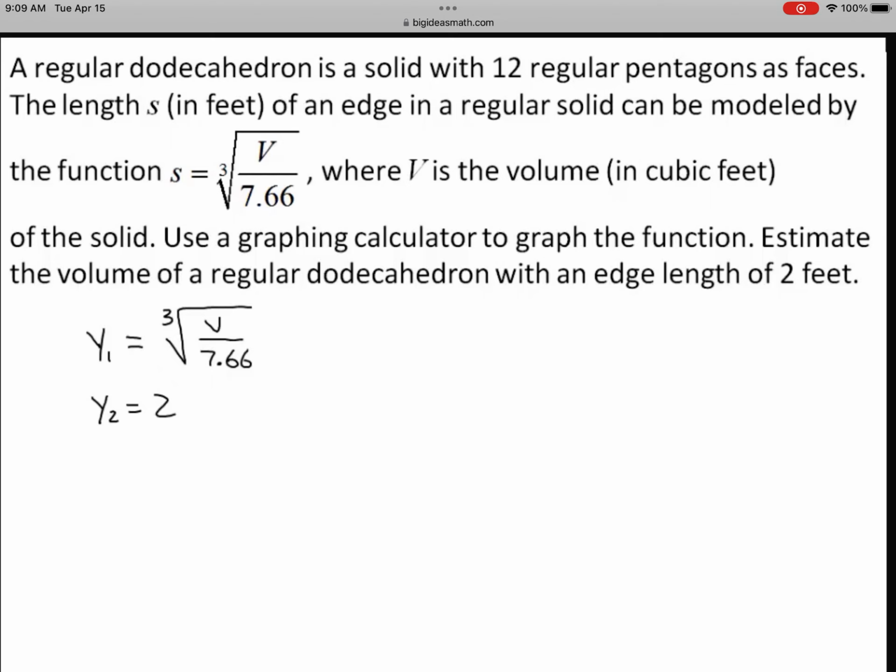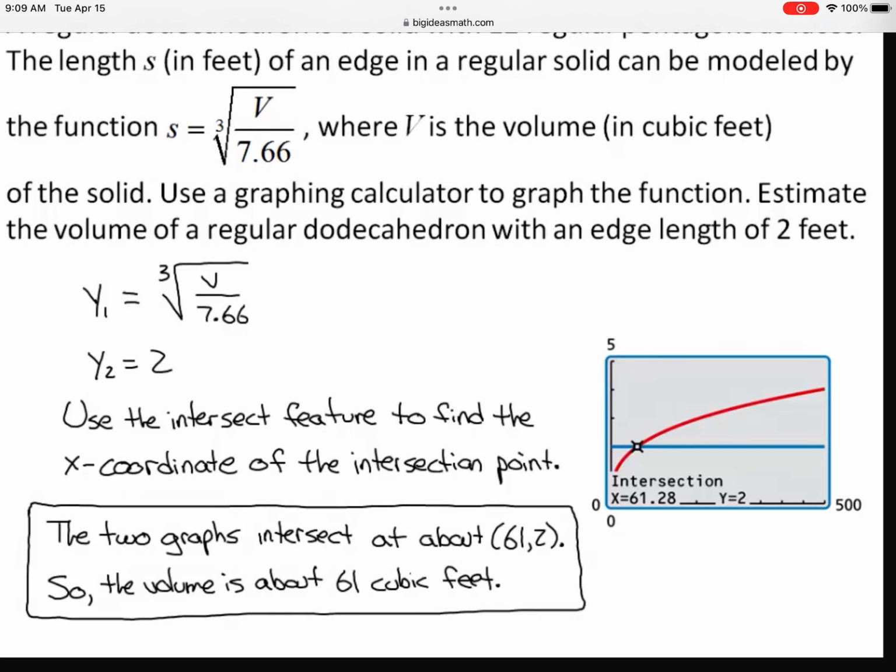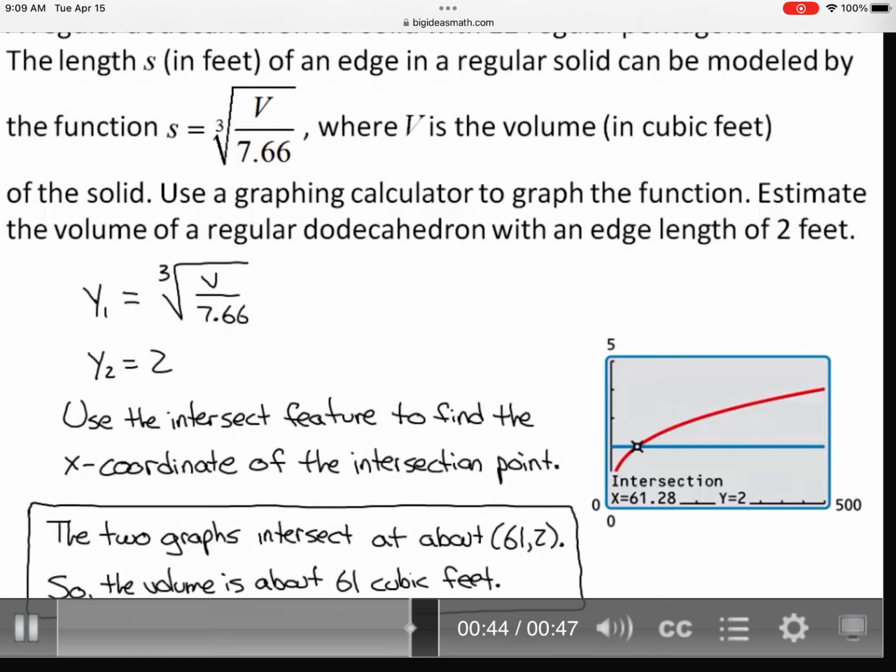Make sure to choose a viewing window that shows the point where the graphs intersect. Use the intersect feature to find the x-coordinate of the intersection point. The two graphs intersect at about (61, 2), so the volume is about 61 cubic feet.